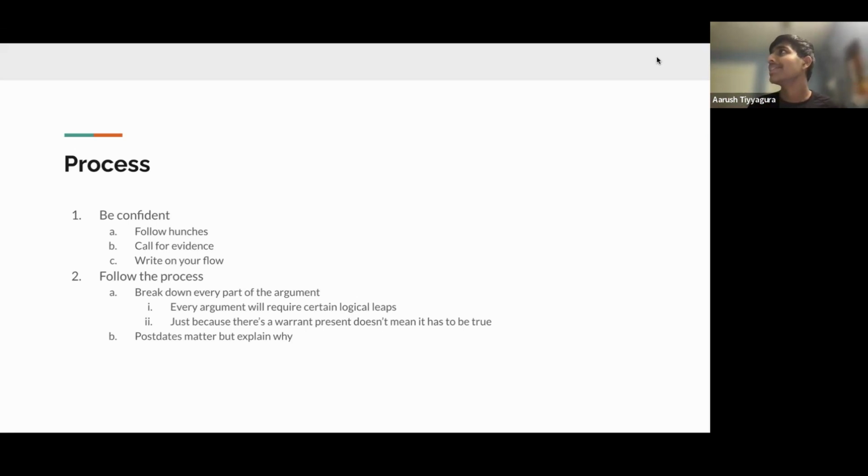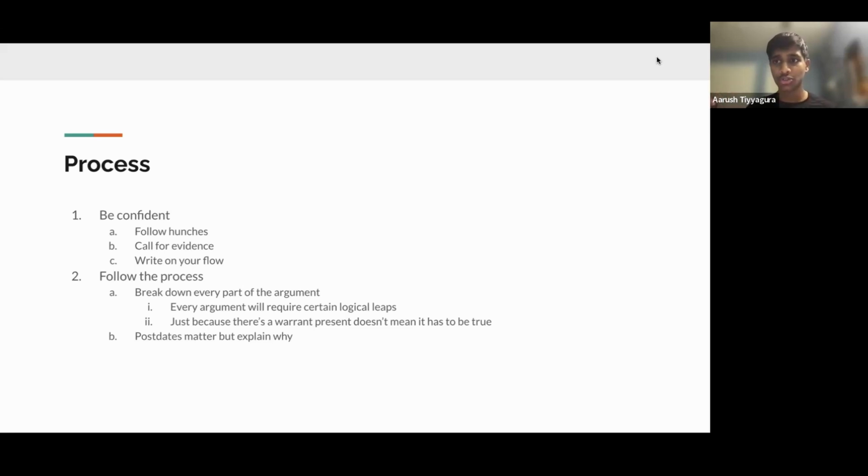For example, at Emory, this one team read a card that was one study of like 50 people, and they said, according to this study, everyone in Africa will starve by the year 2030. Like that's obviously not true, obviously not what it said. So call for evidence, read the evidence your opponents have, and make sure it actually says what they say it says. And then write that all down on your flow because you're not going to remember it later.